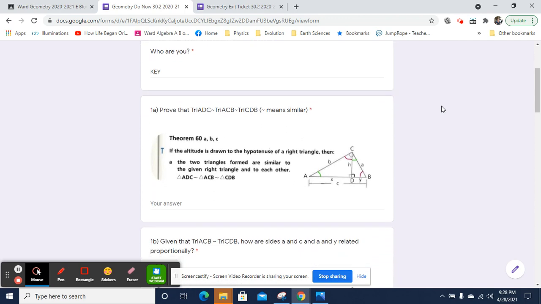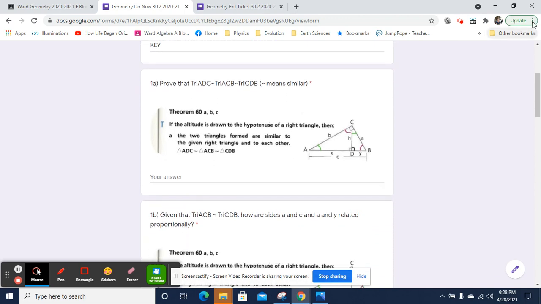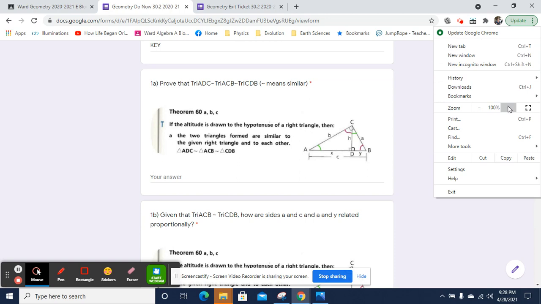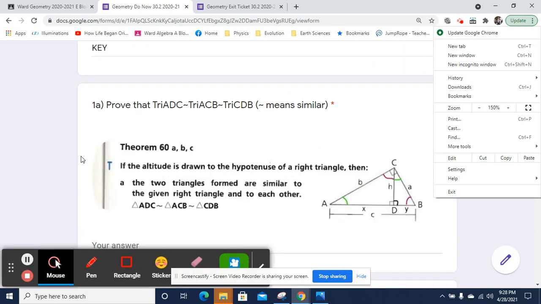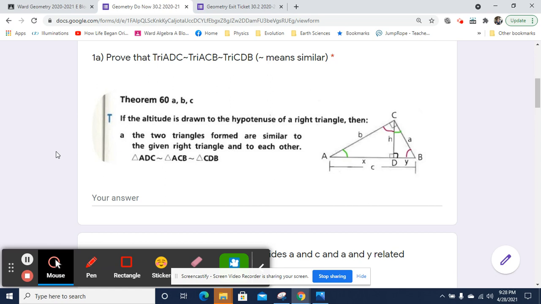And here we go. We need to expand this a little bit so we can see what we're talking about. So I have edited this to make it really clear. In the last exit ticket in class, we worked out that if we took a right triangle, laid it on its hypotenuse, and dropped an altitude from its hypotenuse, that this angle and this angle were congruent, and this angle and this angle were congruent. And of course, the right angles are all congruent with each other.